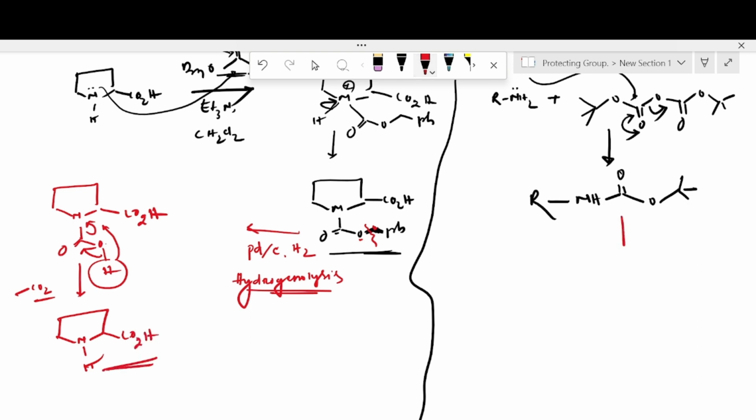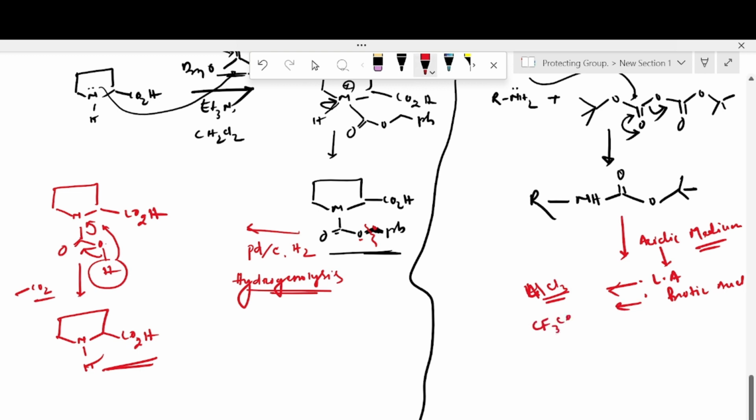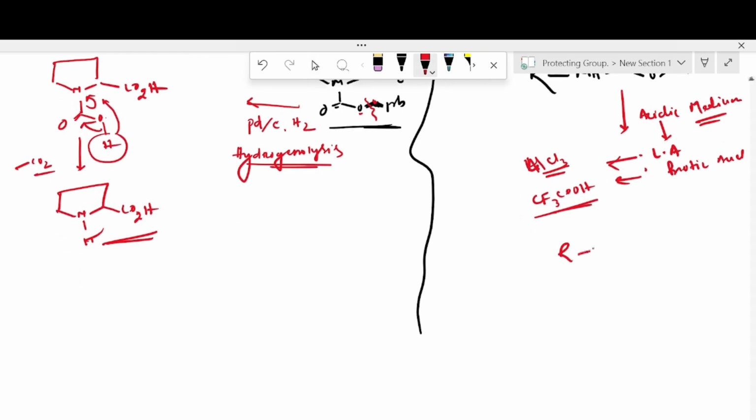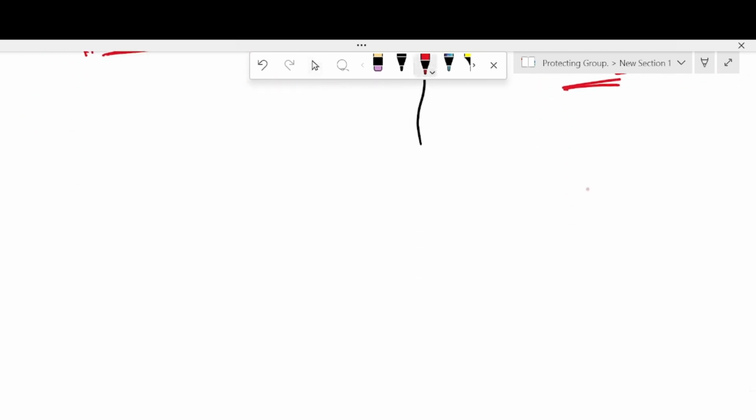So for BOC deprotection, we need an acidic medium. The acidic medium may be a Lewis acid or a protic acid. For Lewis acid, it is like AlCl3, and for protic acid, the best reagent is trifluoroacetic acid. So when we add trifluoroacetic acid, it will deprotect and we will get our amine back. So how will it deprotect? What is the mechanism?